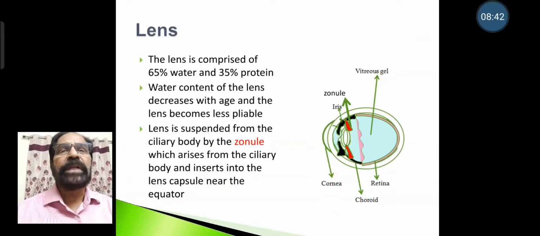The lens is comprised of 65% water and 35% protein. Water content of the lens decreases with age and the lens becomes less pliable. Lens is suspended from the ciliary body by ligaments called zonules, which arise from the ciliary body and insert into the lens capsule near the equator.